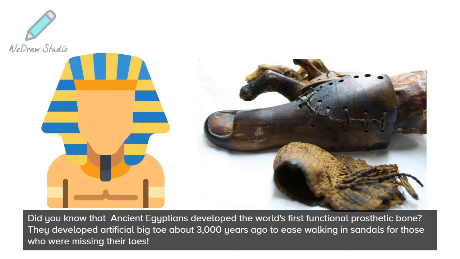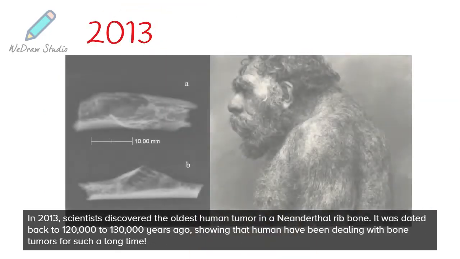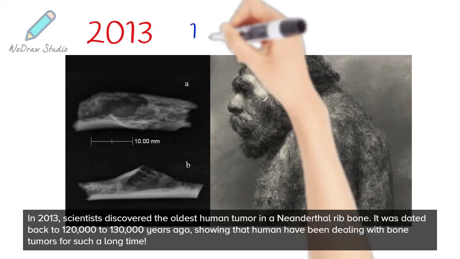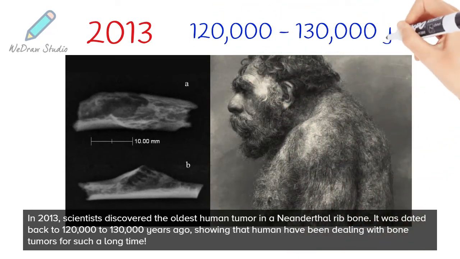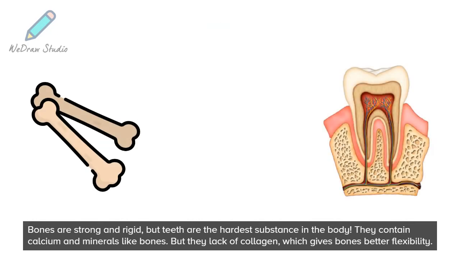Did you know that ancient Egyptians developed the world's first functional prosthetic bone? They developed an artificial big toe about 3,000 years ago to ease walking in sandals for those who were missing their toes. In 2013, scientists discovered the oldest human tumor in a Neanderthal rib bone. It was dated back to 120,000 to 130,000 years ago, showing that humans have been dealing with bone tumors for such a long time.